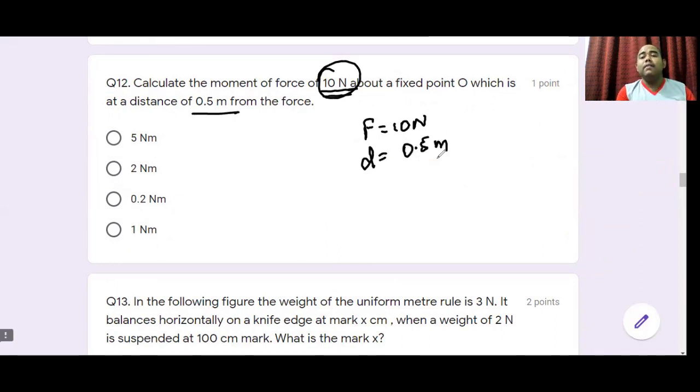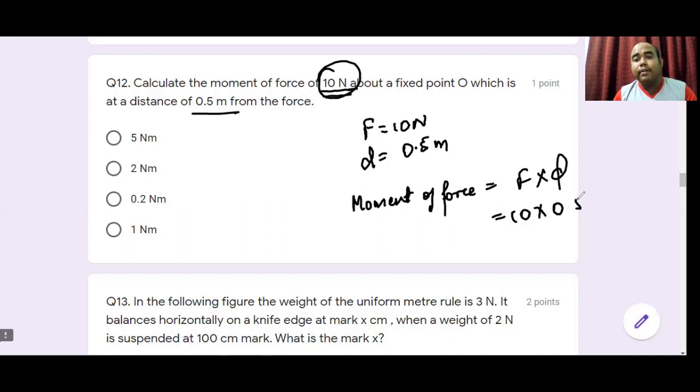In the question, they have not mentioned the word perpendicular distance, but obviously when the word distance is there, it is assumed that the distance provided is the perpendicular distance only, nothing else. So we are given F and D, so who can stop us from finding the moment of force? No one. Moment of force is F into D, 10 into 0.5 newton metre, which is 5 newton metre. So option A, the first option, is correct.